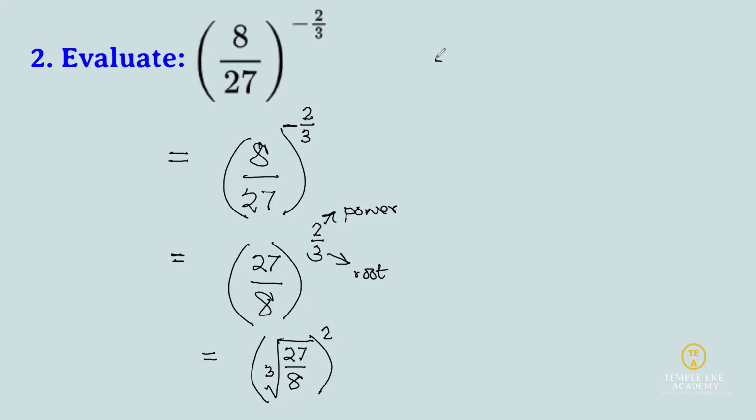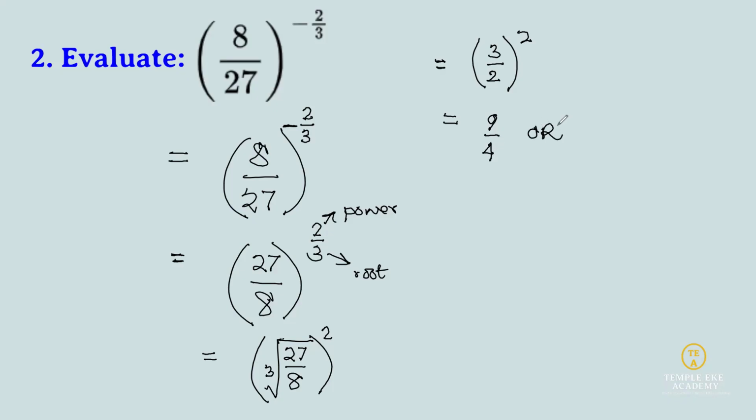Now let us evaluate this. Cube root of 27, what number will multiply itself 3 times to give 27? Of course, that is 3. And cube root of 8, what number will multiply itself 3 times to give 8? Of course, that is 2. This is retained to the power 2. And now we have to evaluate each of them: numerator raised to the power 2, denominator also raised to the power 2. So 3 squared is 9, divided by 2 squared, which is 4. This is the final answer, of course.